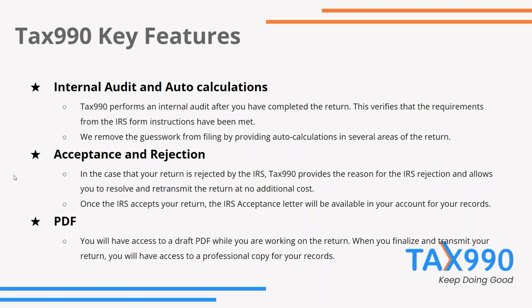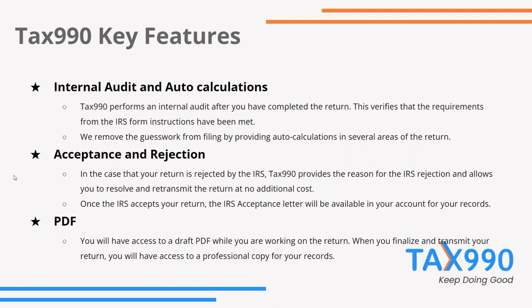In the case that the return is rejected by the IRS, Tax990 provides the reason for IRS rejection and allows you to resolve and retransmit the return at no additional cost. For example, if the IRS rejected the return because the tax year provided does not match what the IRS has in the database, you'll be able to edit the information on the return and retransmit it.